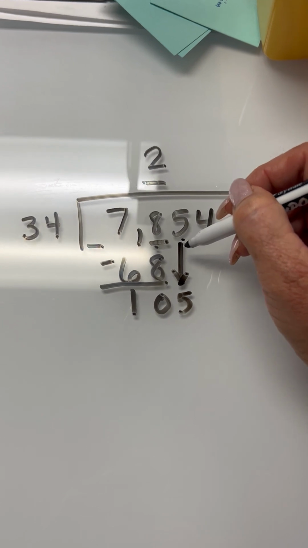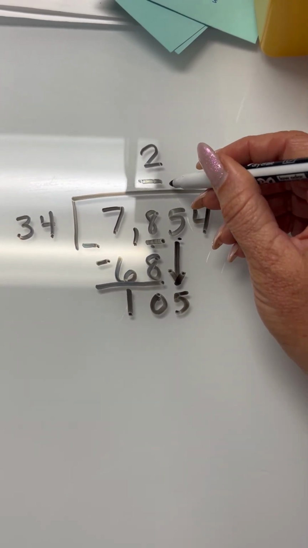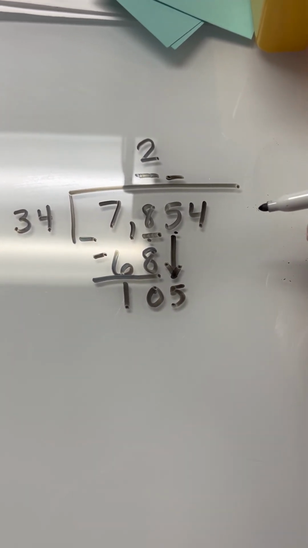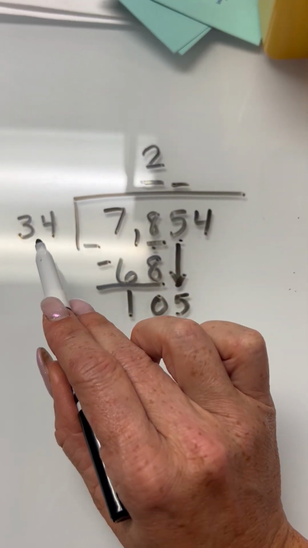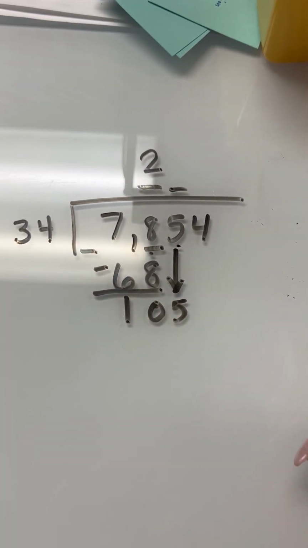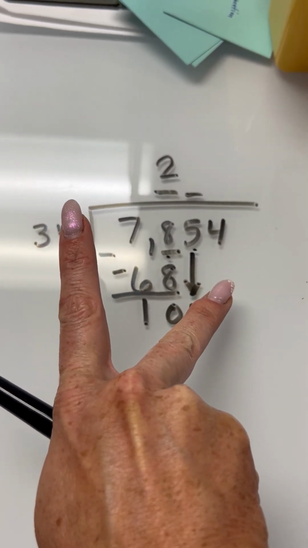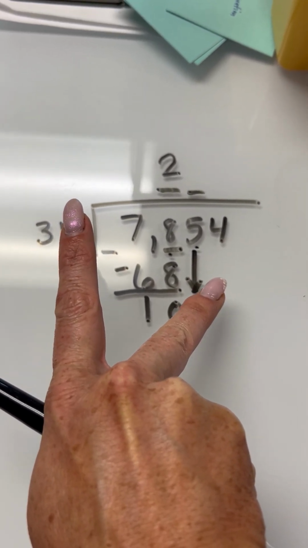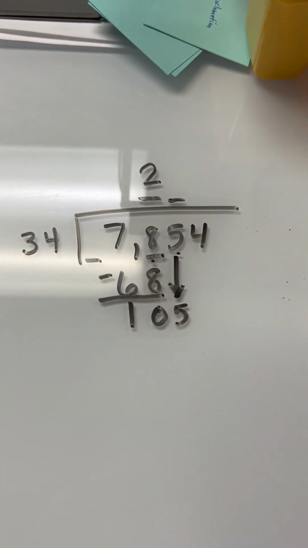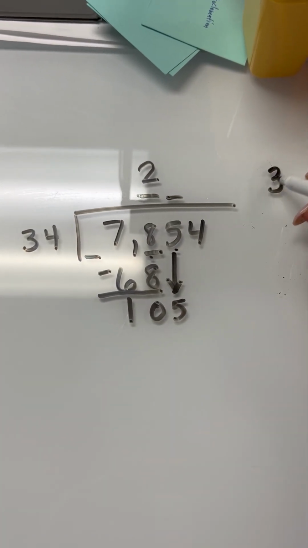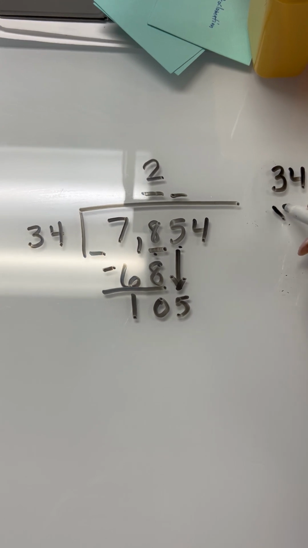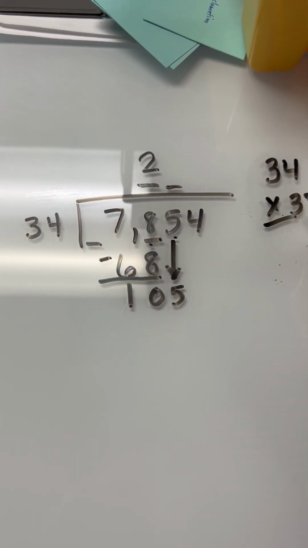So now, because I brought down that 5, I know I'm working with this digit in the quotient. I'll ask myself, how many times does 34 go into 105? So I use my same trick where I cover up the ones place in each number. And I ask myself, about how many times does 3 go into 10? Around 3 times. So I'm going to start with 34 times 3.